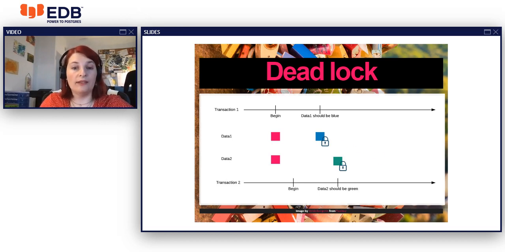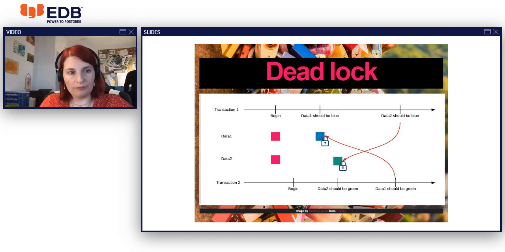And then data 1 comes back and says, okay, transaction 2 comes back and says, now data 1 should be green. And transaction 1 comes back and says, now data 2 should be blue. And there's no way you can get out of this situation because each one is waiting on the other transaction. The other way to resolve this is to kill one of the transactions, and that's exactly what Postgres does.